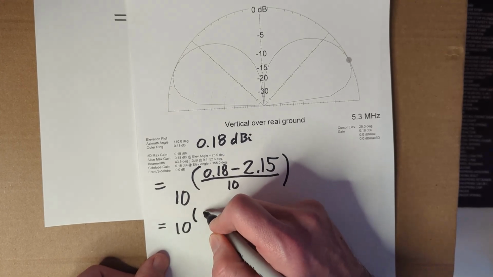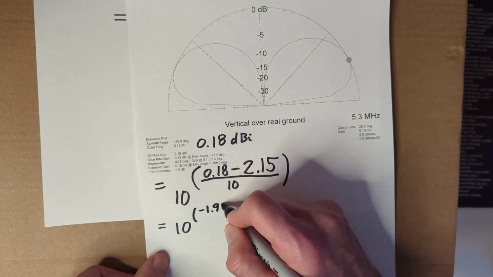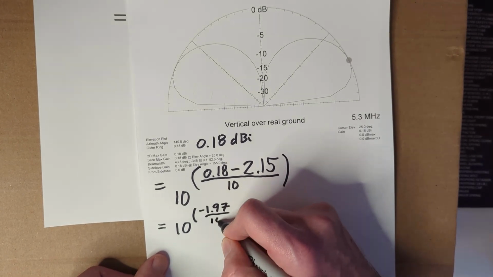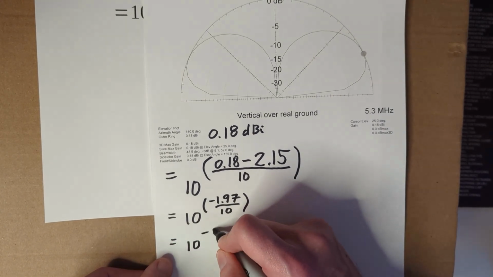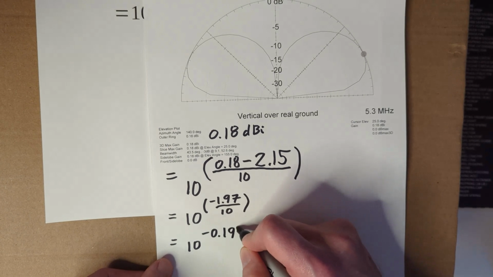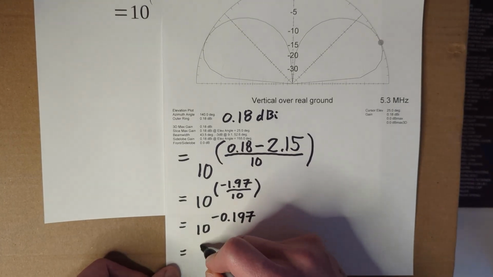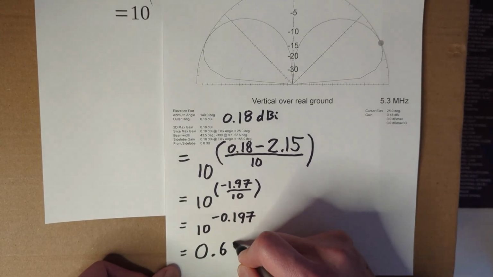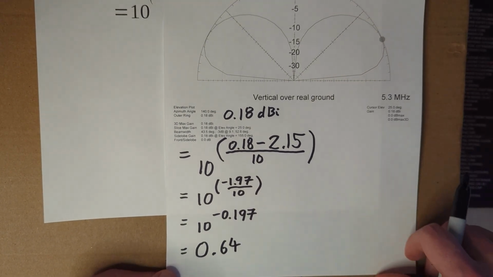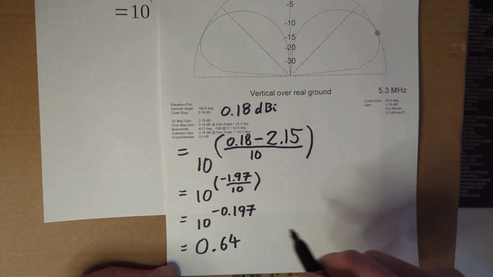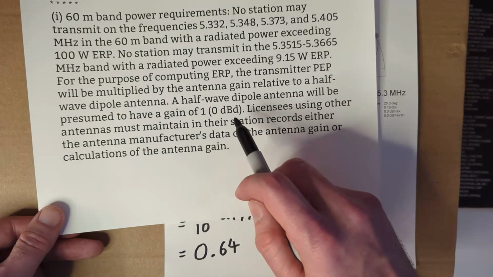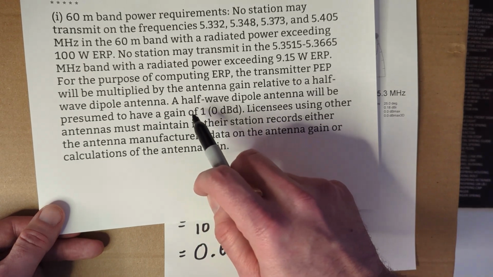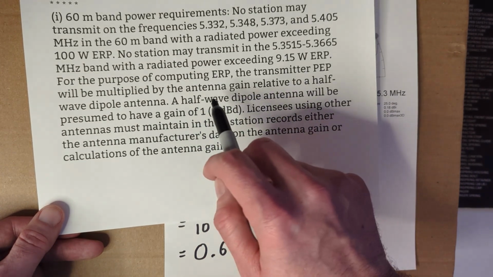that would be negative 1.97 for 10 to the 0.197. That is 0.64. We'll just round it off to the last 2 digits there. So now, going back to the guidance we have, the gain of our antenna, and so we multiply that by transmitter PEP.